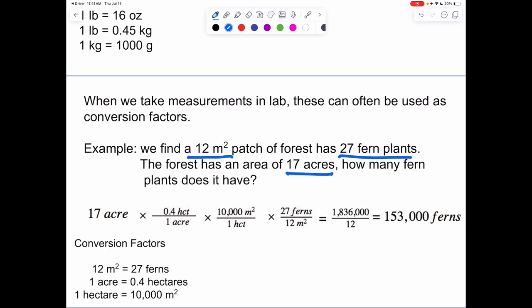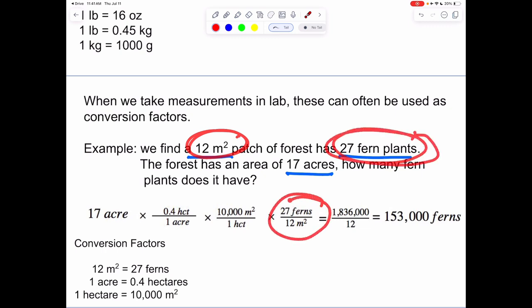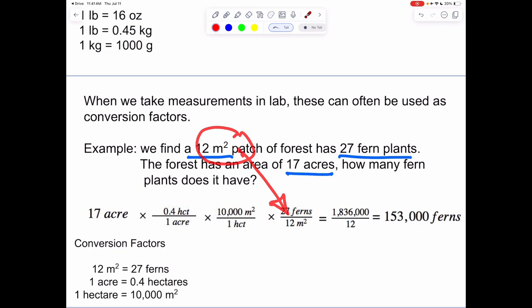So we're going to start with what we know. We know our 17 acres. So we're going to pop our 17 acres here, and we need to convert that into 12 meters squared because that's where we can bring in our fern plants. So you see how these are connected. So this comes in here, that comes in there, and we've got this equivalence, which is 27 ferns per 12 meters squared. That seems to be a measurement factor that we have found.